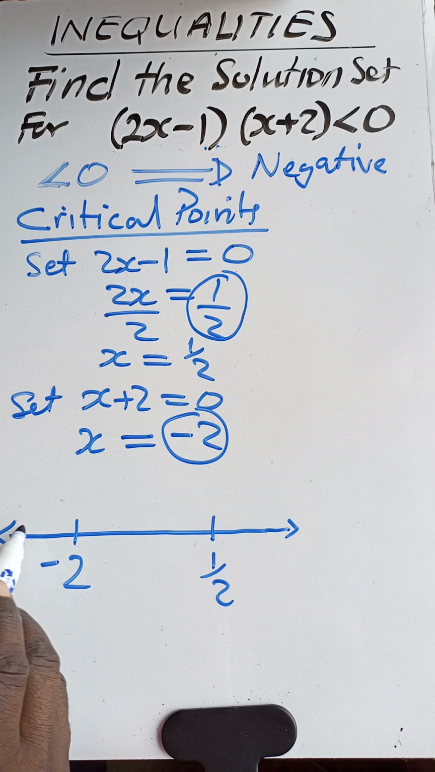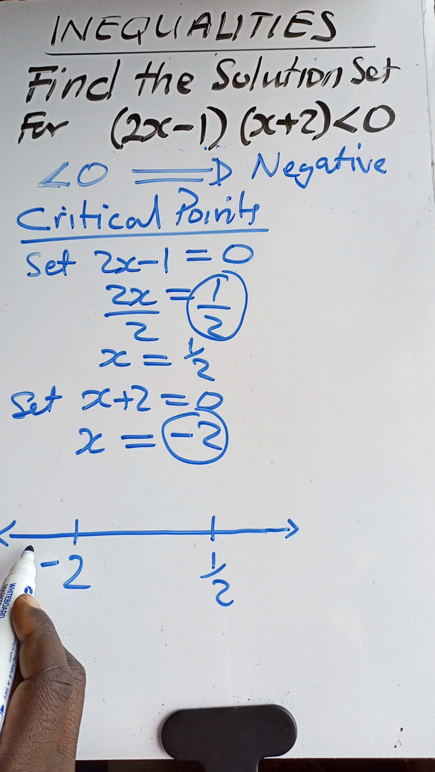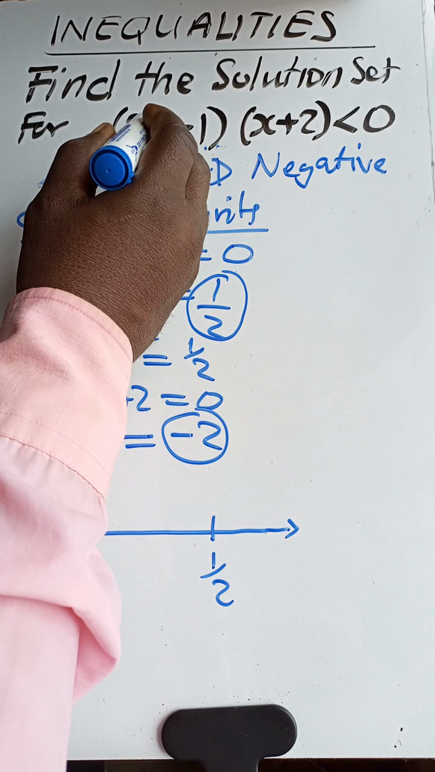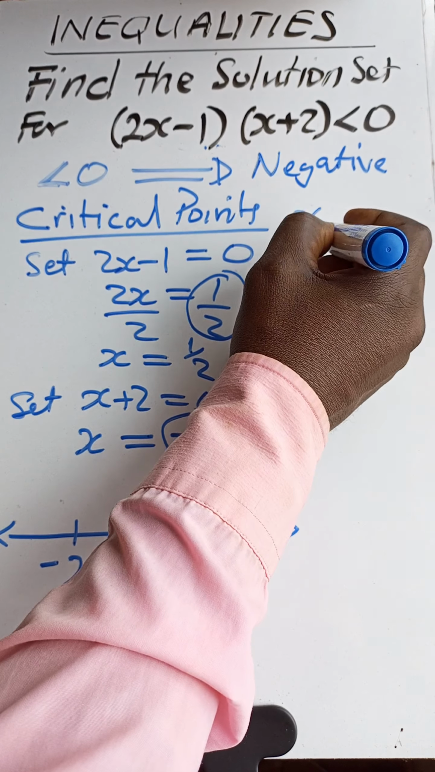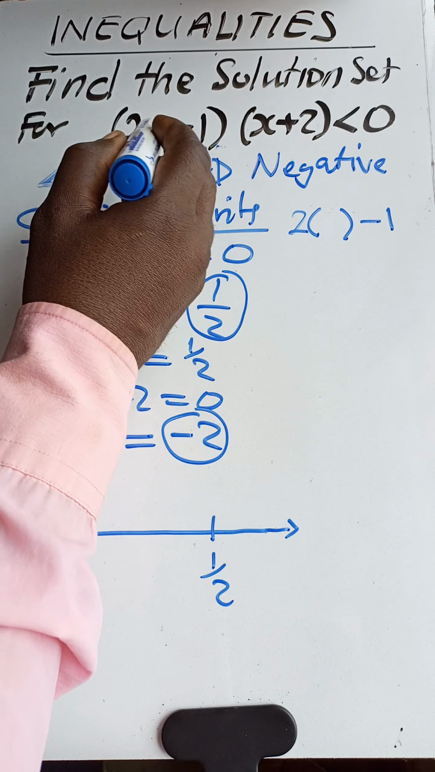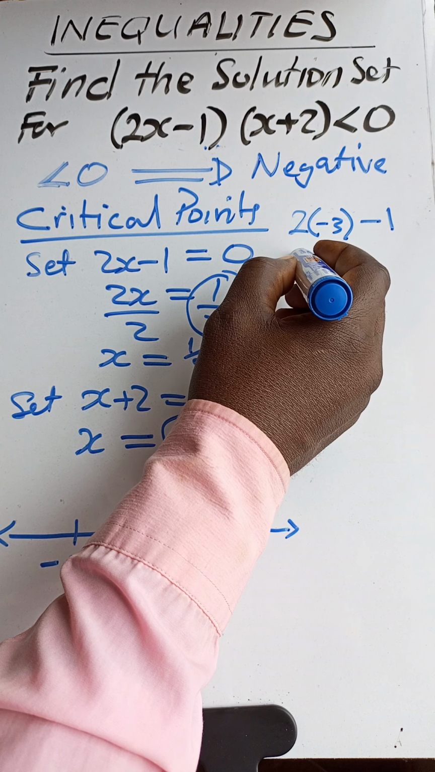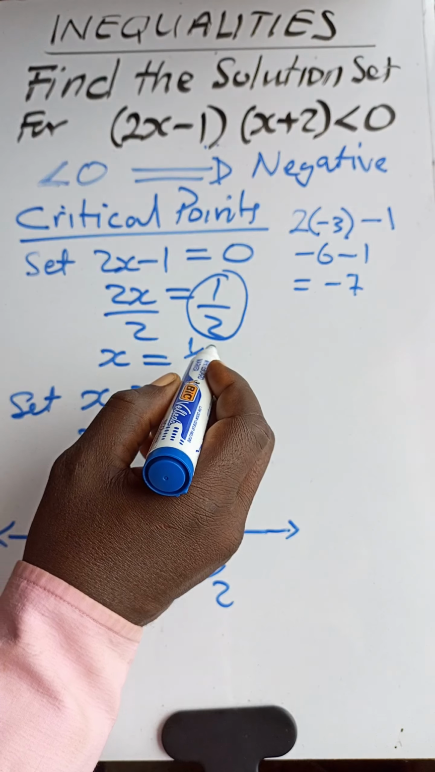Let's take a value in this zone, any value less than negative 2. For example, negative 3. Negative 3 is to the left, it's in this zone. Let's put it in this first expression. So we'll have 2 times x minus 1, and we put negative 3. 2 multiplied by negative 3 is negative 6. Minus 1 gives us negative 7.